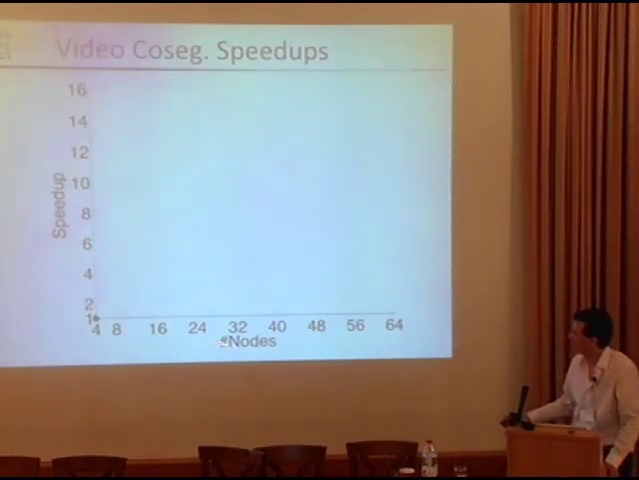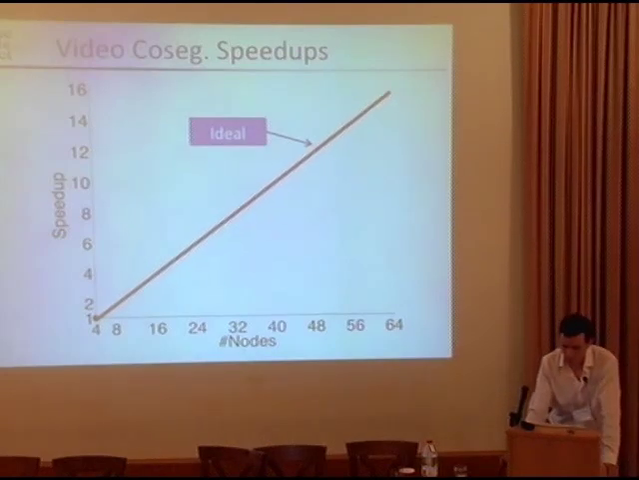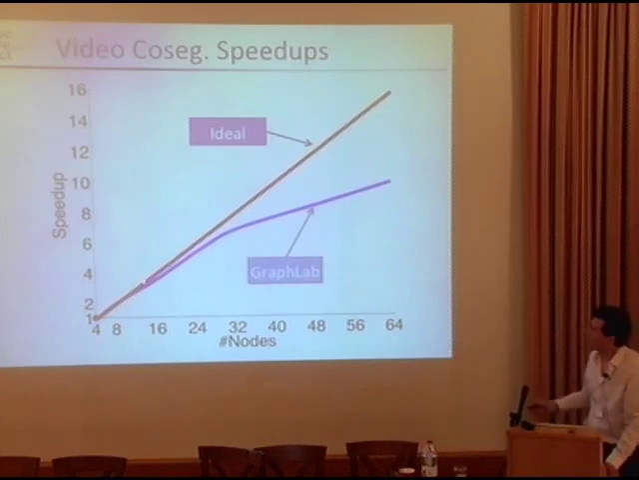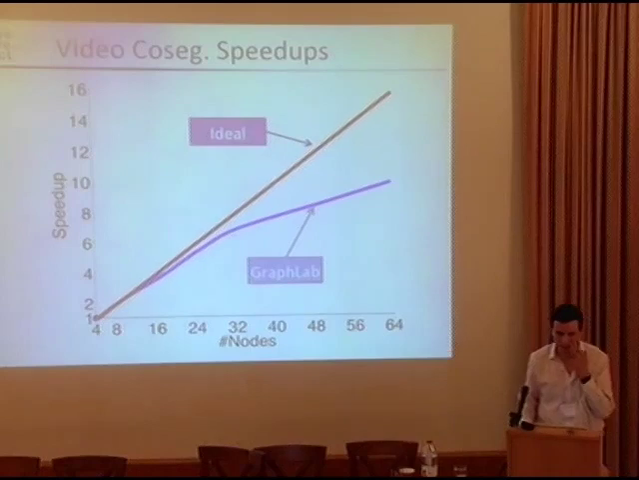As we increase the number of nodes we're using, ideally we're going to get a linear speed up. What we observe is that GraphLab gets a pretty good, pretty linear speed up, although it's not totally perfect, but quite nice. This is the hard, or strong, scaling property.